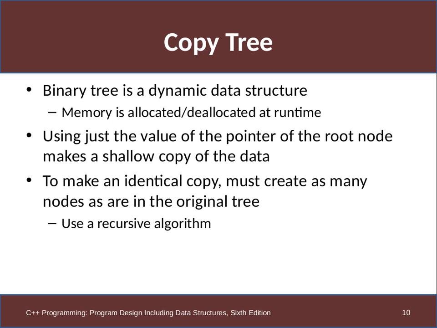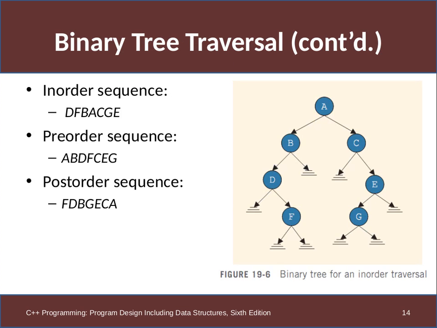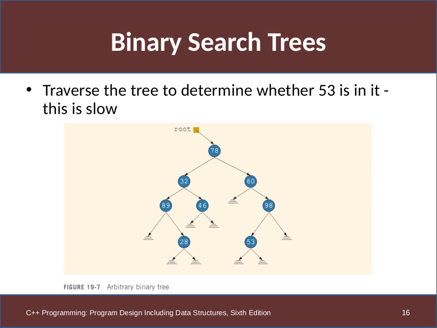Before we go into the copy tree and whatnot, I think it's very important to get to the whole point of binary search trees, so I'm going to skip ahead with a lot of these notes. So first off, let's say we have a tree with a bunch of numbers in it. If we want to determine if 53 is in here, what do we need to do?